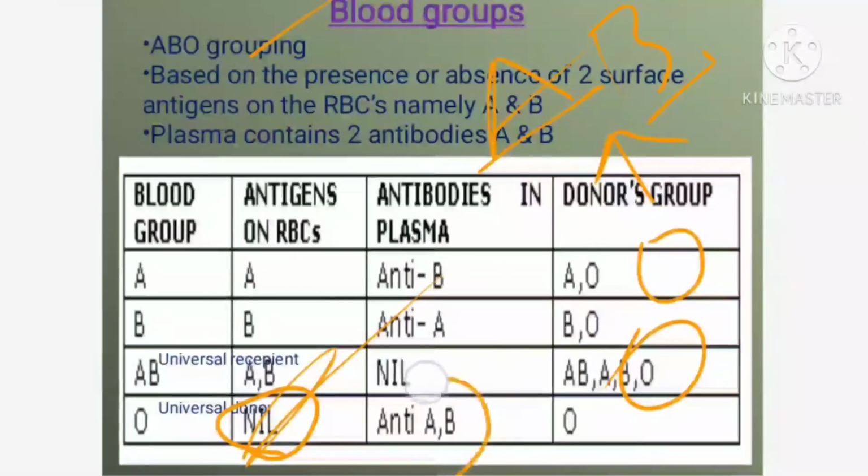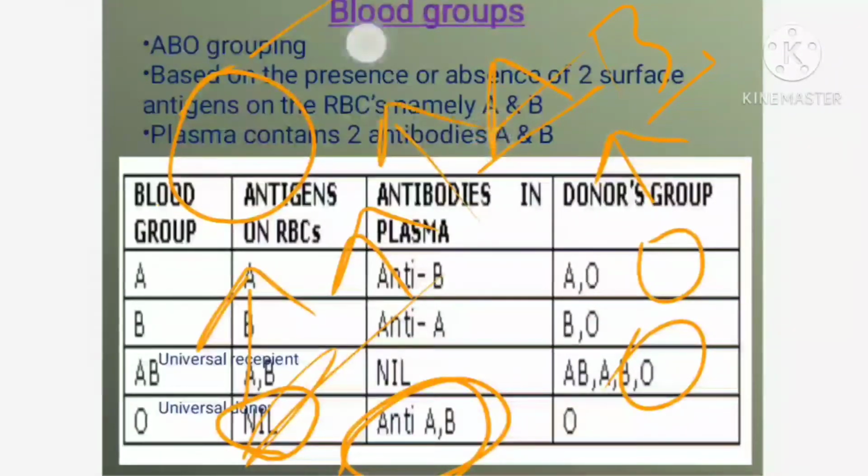But the problem with O is that O has what? Anti-A and anti-B, which means O can give to everyone, but O cannot receive from anyone, because if A is giving, he has anti-A, if B is giving, he has anti-B. If AB is giving, in that case also anti-A and anti-B are present. So what will happen? It will lead to the death of the person, isn't it? So O can give to everyone, but O cannot take from anyone other than O himself. O can give blood to O only.